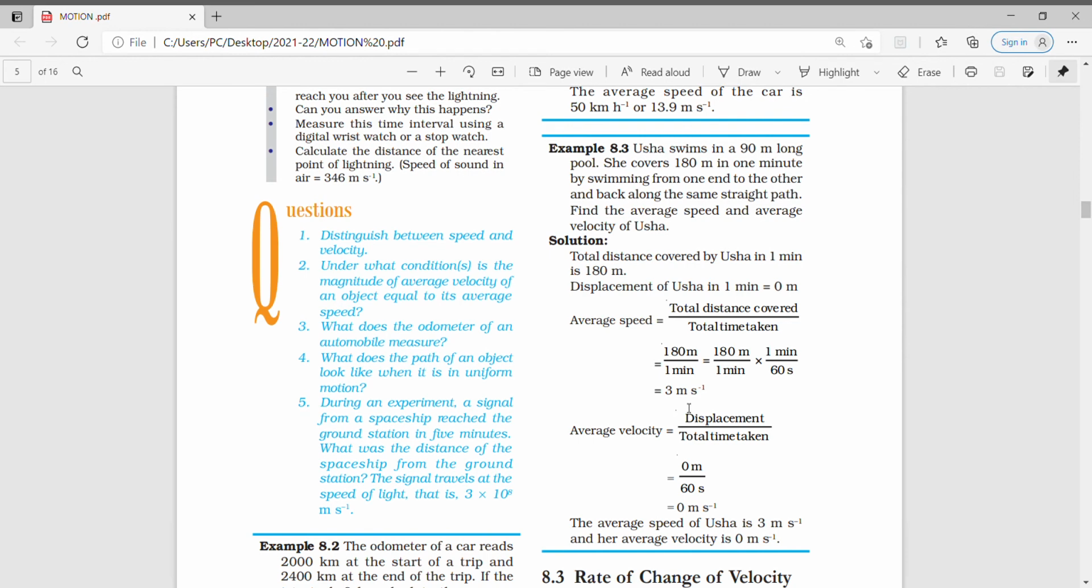Now average velocity, it is displacement by time. As initial and final point of Usha is same. She starts from one end, swims to the other end, then comes back to the same end once again. So her displacement is 0. So displacement 0, time taken is again 60 seconds. So 0 by 60, it is 0 meter per second. So answer is average speed is 3 meter per second and average velocity is 0 meter per second.